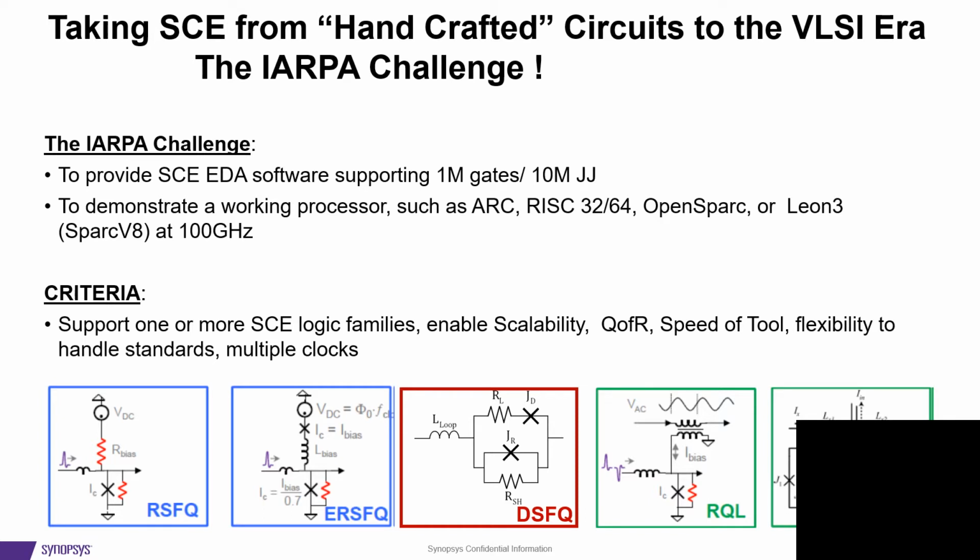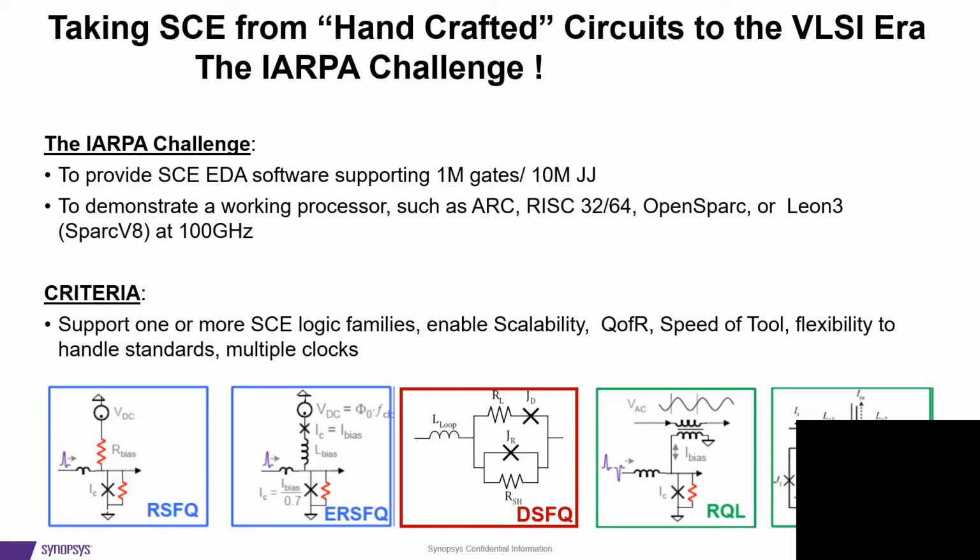Superconducting electronics has many families. Most common of them are the 5 you see below: RSFQ, ERSFQ, DSFQ, RQL, and AQFP. We were given the challenge by IARPA to automate the design of at least 2 of those families and achieve it through 1 million gates or 10 million Josephson junctions with an ARC processor or RISC processor, 64-bit, etc., at 100 gigahertz. By the way, the basic device of the superconducting electronics that we are dealing with is the Josephson junction, presented here with the cross sign in all the sample circuits you see below.